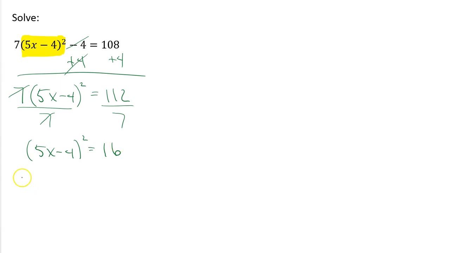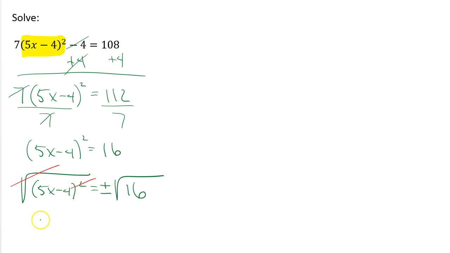So I take the square root of the left side, which is (5x - 4) squared, and I take the square root of the right side as well. But I'm not allowed to throw a square root into a problem unless I put the plus or minus. So there's my plus or minus. Now remember what happens next. The square root and the square cancel each other out. So I'm left with 5x - 4 is equal to plus or minus 4.